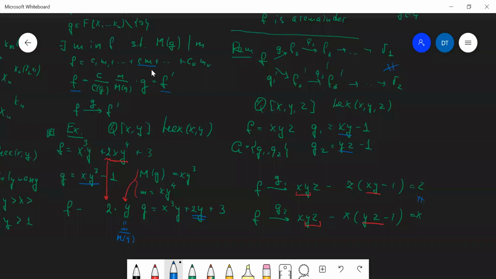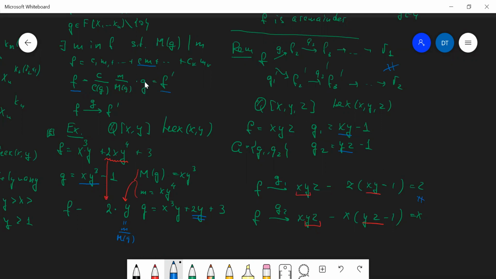So we should choose a monomial in the polynomial f. Here polynomial f consists of one monomial only. This monomial must satisfy this property: it must be divisible by the leading monomial of the polynomial g. In the first case, g is g1, the leading term is xy, and this monomial is divisible by xy.